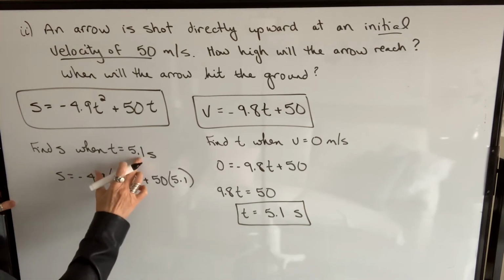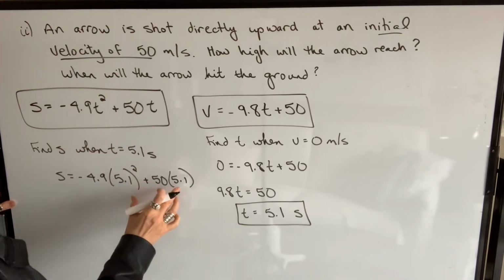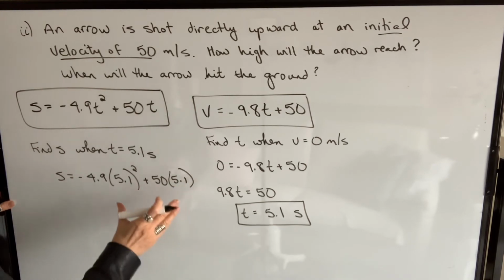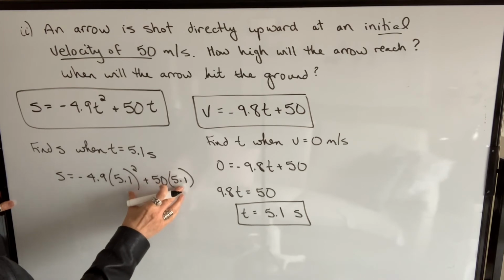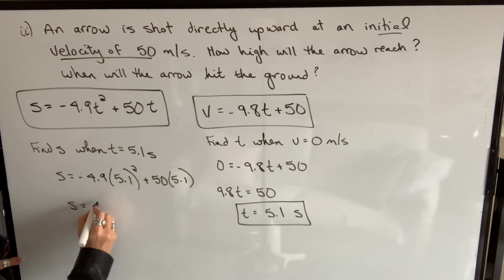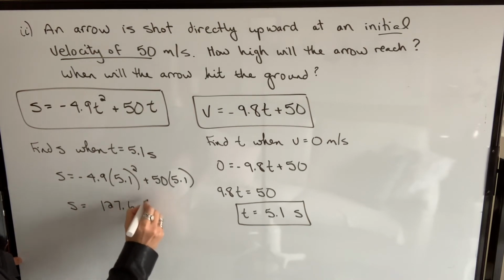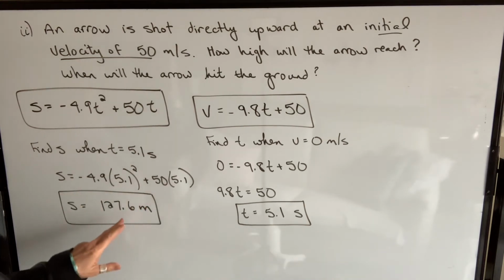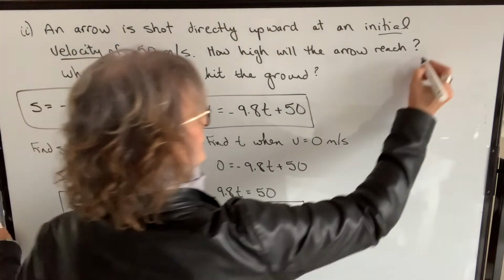We plug 5.1 in our function for displacement, and on my calculator I'll actually use the value that I obtained through this division. I've written it down rounded off, but I'll use the actual value. And I get a displacement of 127.6 meters. That's how high the arrow will reach. So I've answered this question.